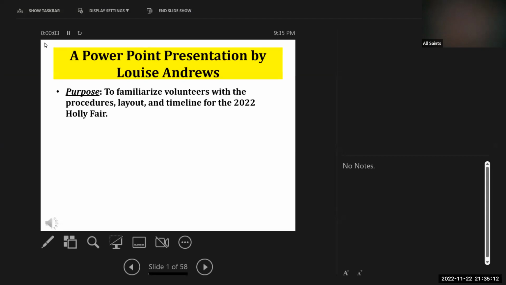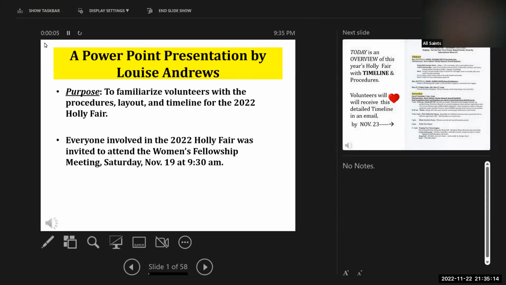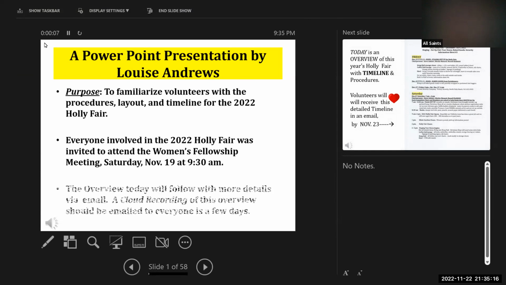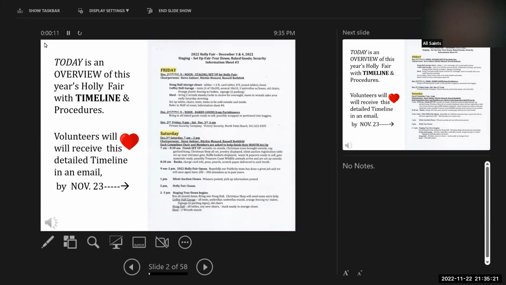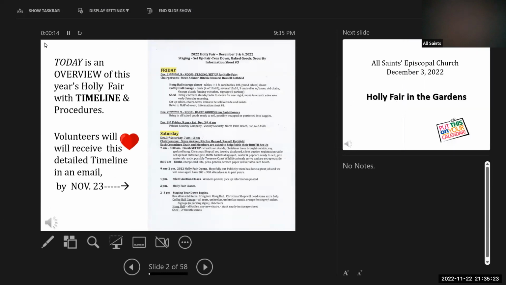This is a presentation by Louise Andrews to get everybody up to speed on the 2022 Holly Fair. Today is an overview of the Holly Fair with the timeline and the procedures. You will receive this overview and a detailed timeline by email by November 23rd.